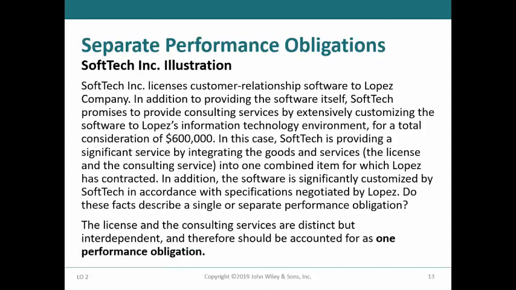In this illustration, we will consider Softtech, Inc. that licenses customer relationship software to Lopez Company and provides consulting services to extensively customize the software to Lopez's information technology environment. In this case, we would not consider the software license and the consulting services to be separate performance obligations because they are interdependent. Lopez would not purchase the software without it being customized by Softtech to operate properly on their system.